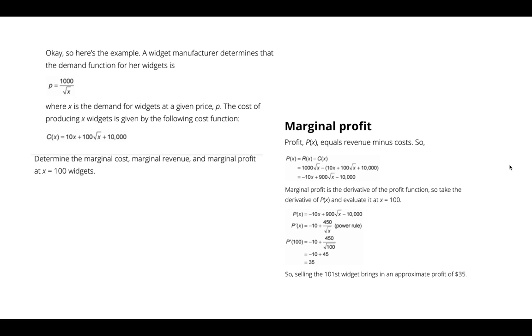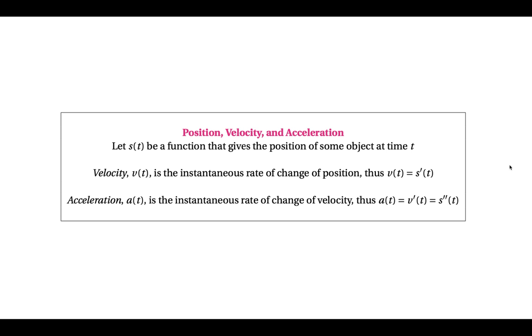Now we need to evaluate at 100. So our p prime of 100 is going to equal the negative 10 plus 450 over square root of 100. So that's going to be negative 10 plus 45, or 35. So selling the 101st widget brings in an approximate profit of $35.